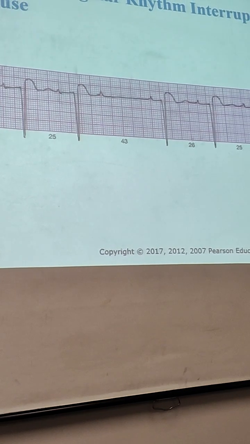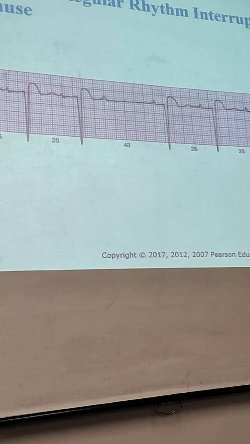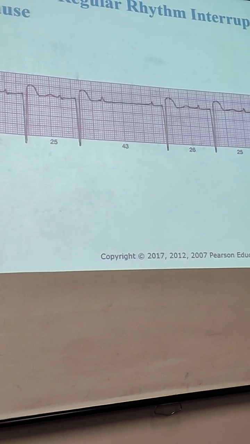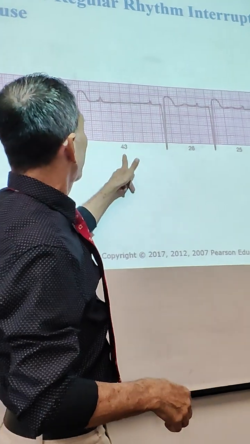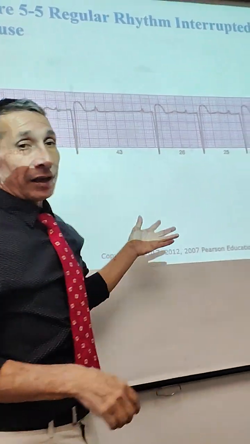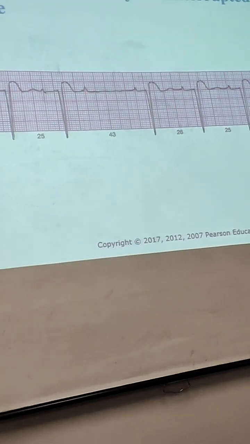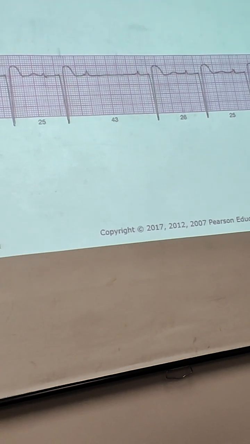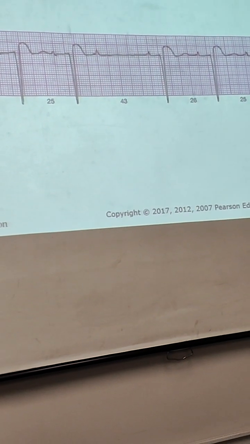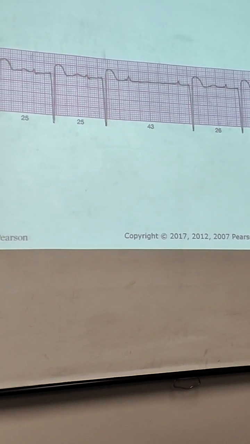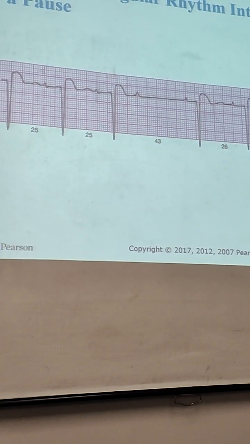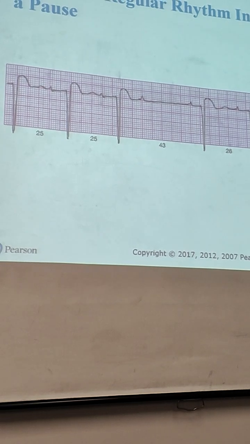The other one will be interrupted, but with a pause. With a pause, we're not going to see anything. You see, here is supposed to be another beat. It's supposed to be another QRS. Exactly, but it's missing. Why? Because it disappeared. Something happened in that moment. Now, if I have two of these consecutively on one of these strips, that is a condition. That's a problem.